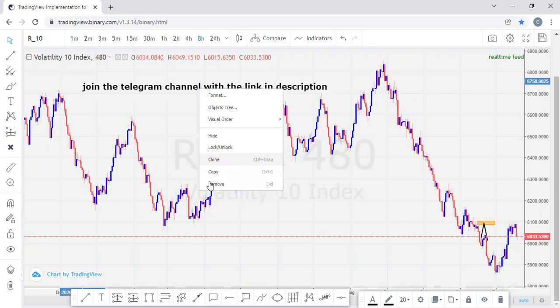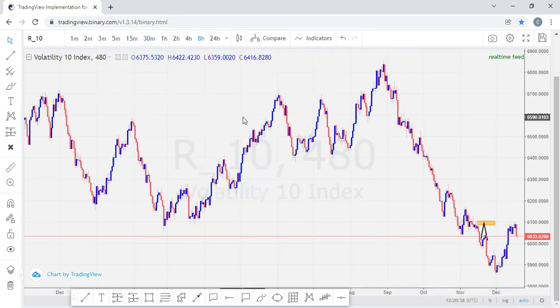So let's go straight to the business of the day, which is the currency outlook. I mean the synthetic indices outlook.